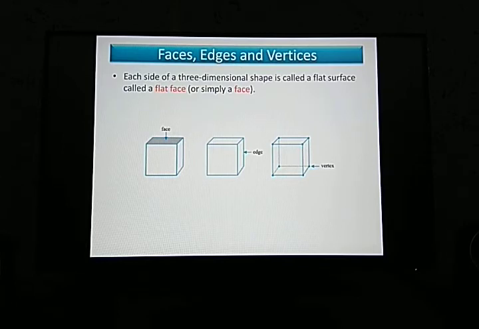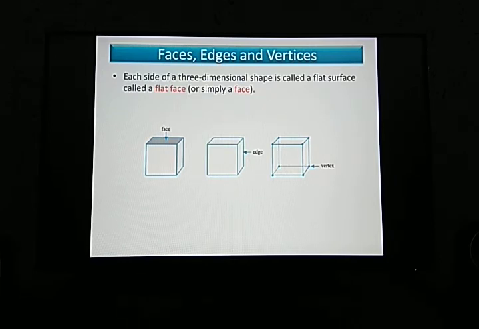Clear? Face means the outer portion, and that should be flat in nature. It can also be in other shapes, but for the time being, whatever shape it is, it should be flat and it should be outward, not inside, the outer side. Those are considered as the face of the three-dimensional shape.